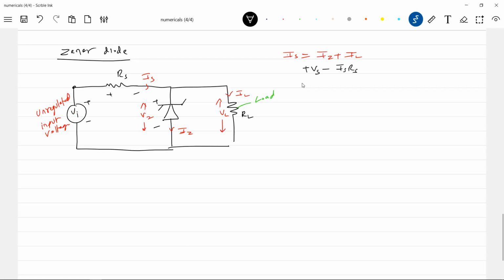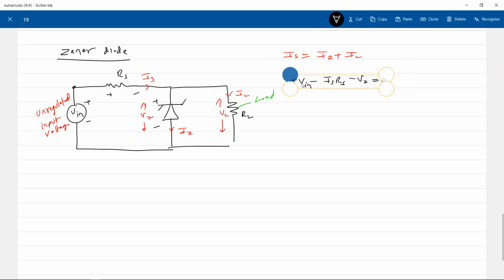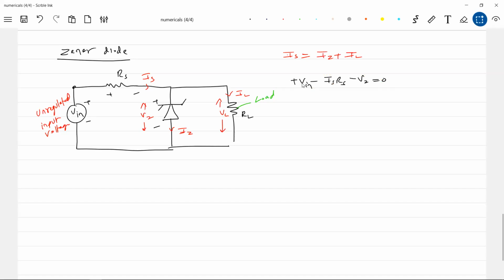V in, I'll write it. That will be better, no? V in minus Is Rs minus Vz equal to 0. Now, what is the conclusion of this? V in will fluctuate. V in will have plus or minus delta V. Practically, what is this? Fluctuations.